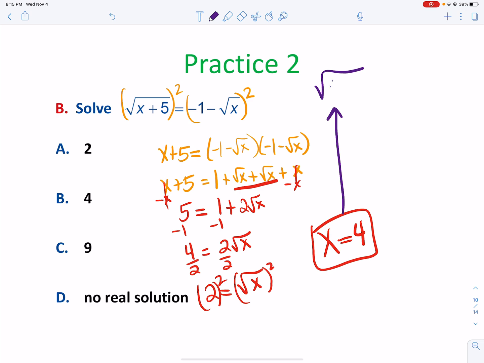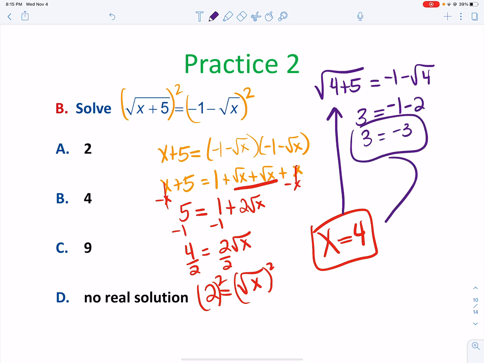So I'm going to have 4 plus 5, that's the left side, and then a negative 1 minus the square root of 4. 4 plus 5 is 9, the square root of that is 3, and then this would be a minus 1 minus 2, which is a negative 3. So this answer does not work, so it's extraneous.